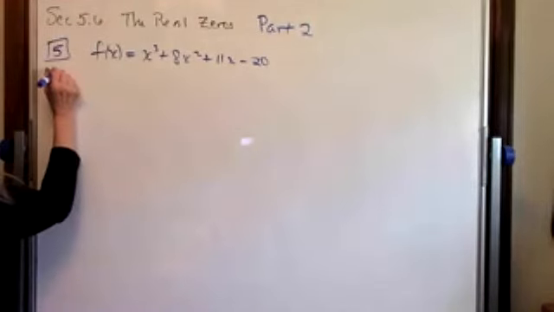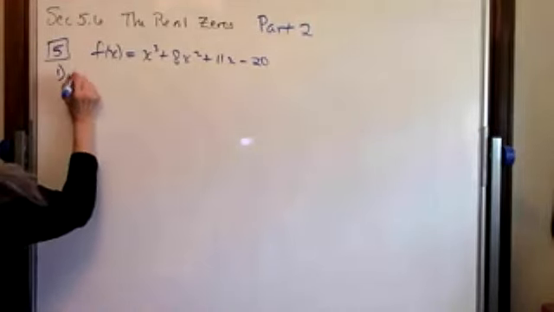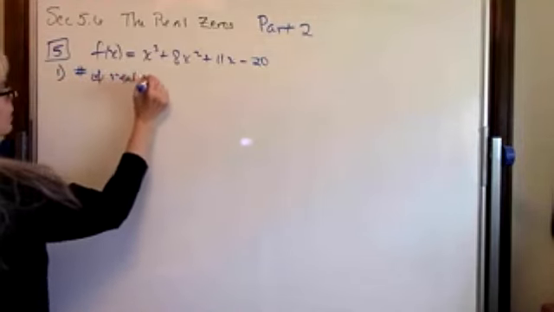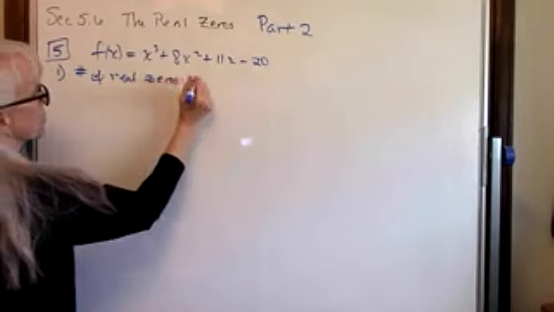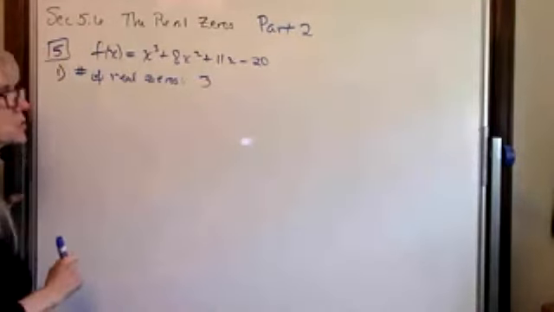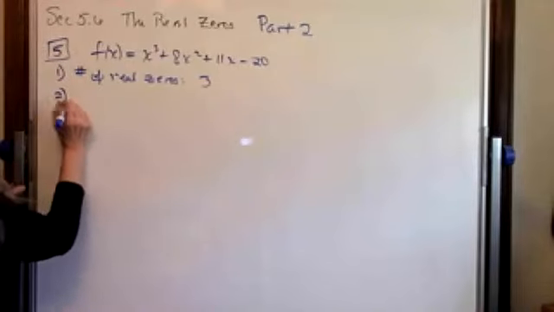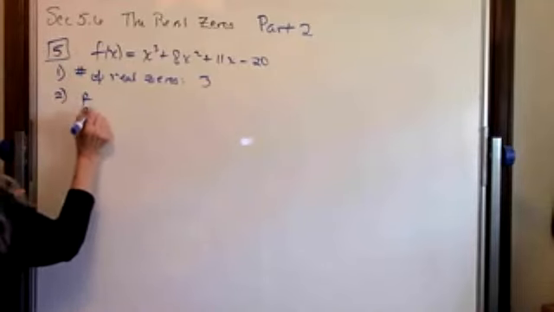The first step, I'm just going to number them over here so we have them. So step 1 is the maximum number of real zeros. Well, this is a 3rd degree polynomial, so it will have at most 3 real zeros. It can't have more than that. Step 2, we're going to do our list of p over q. So this is the list of possibles.